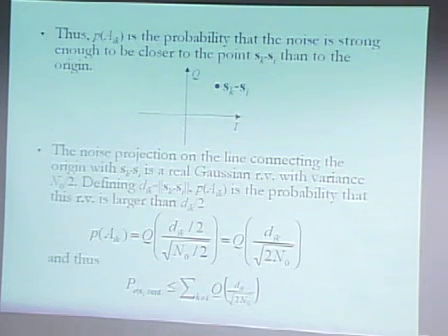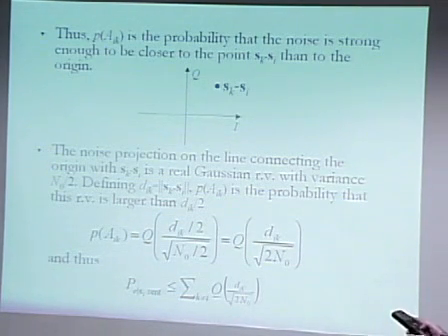So what's the probability that this happens? Well, imagine there is a line connecting the origin with this point. The noise projection on this line, so how much the noise is going to move on this line, can actually be shown very easily to be a real Gaussian random variable with variance n0 divided by 2.